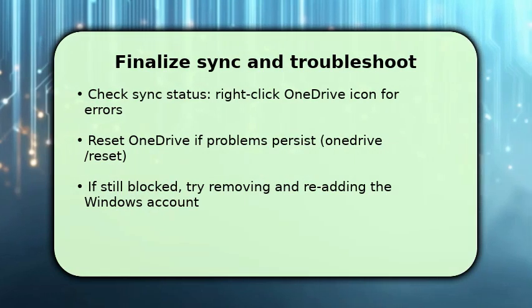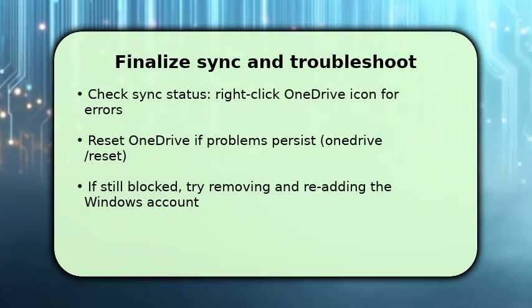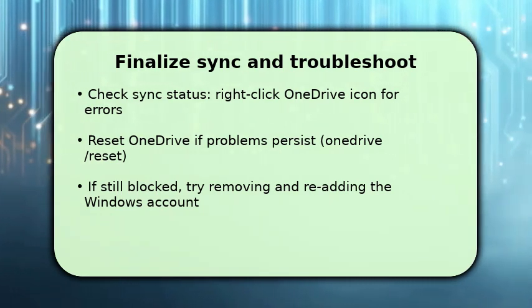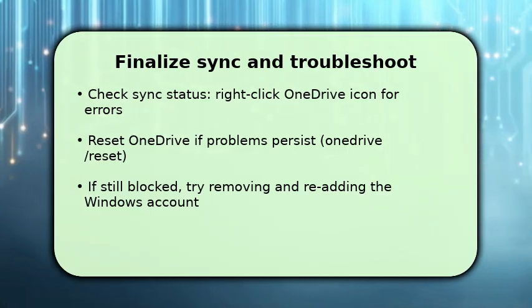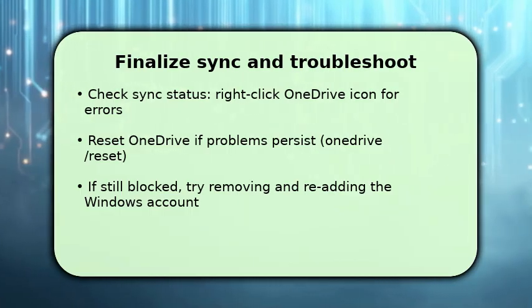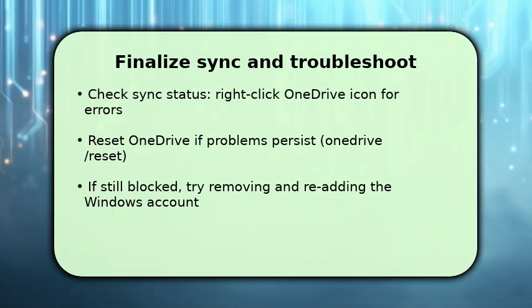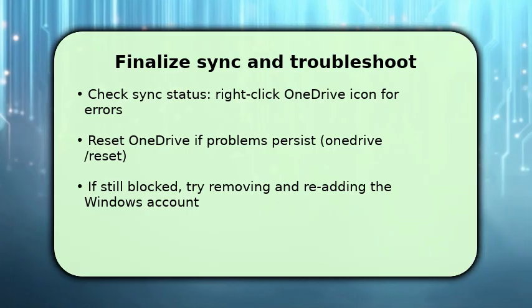Finish by confirming the client reaches full sync and handling persistent failures. After signing in, right-click the OneDrive icon to inspect sync status and address any file errors. Resolving a single blocked file often completes the process. If sign-in still fails, run the OneDrive reset command to rebuild settings and caches. This forces a fresh authentication attempt.